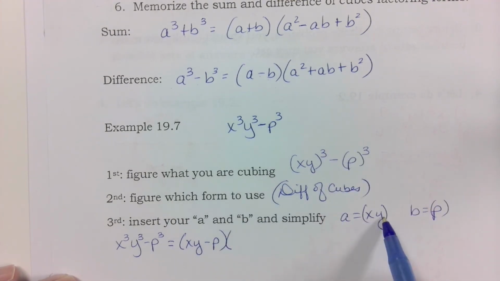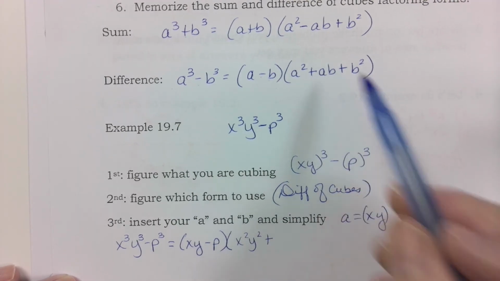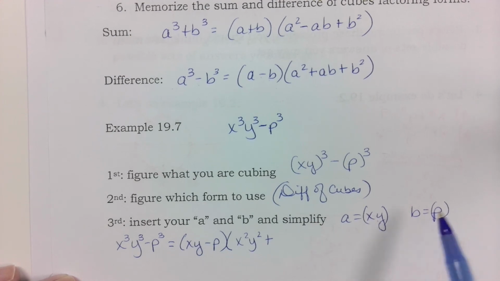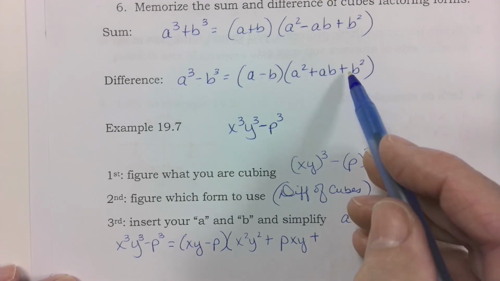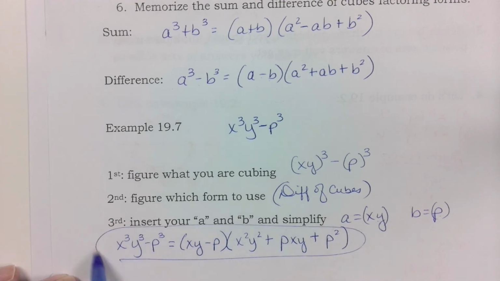Now I'm going to do xy squared. That means I'm going to have x squared y squared, plus a times b. That's this times this, so p xy, plus b squared. That's this p, so p squared. And that's finished. You need to make sure you include this with it, okay?